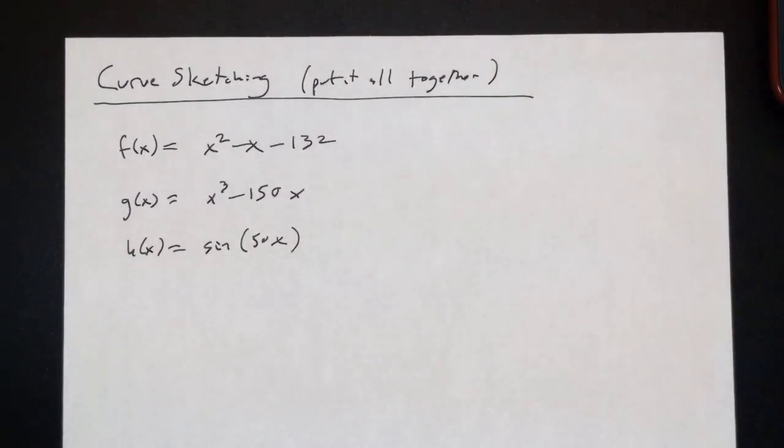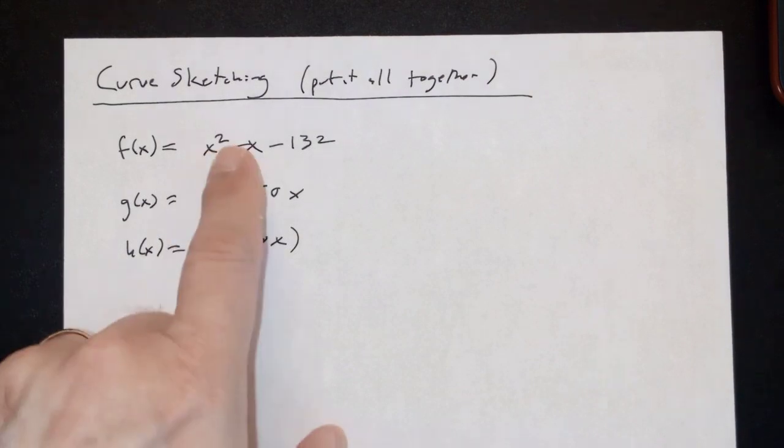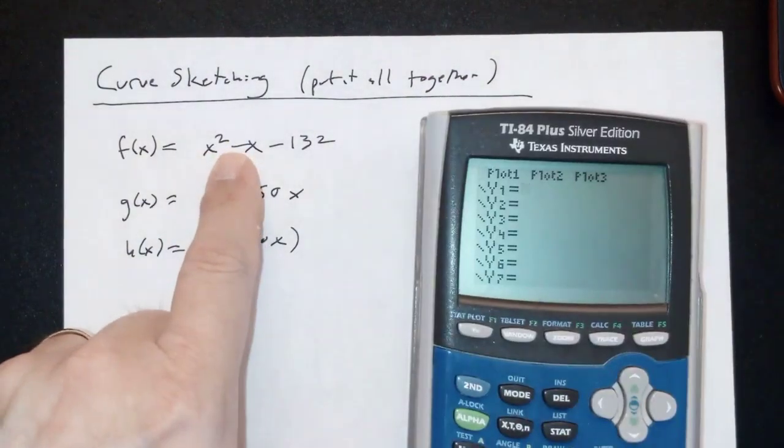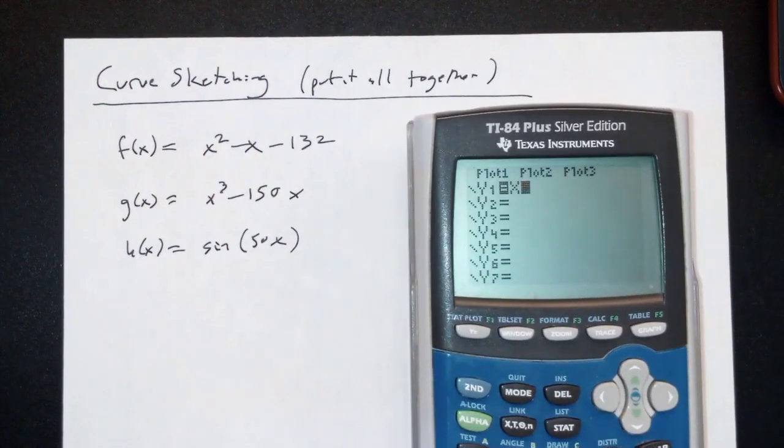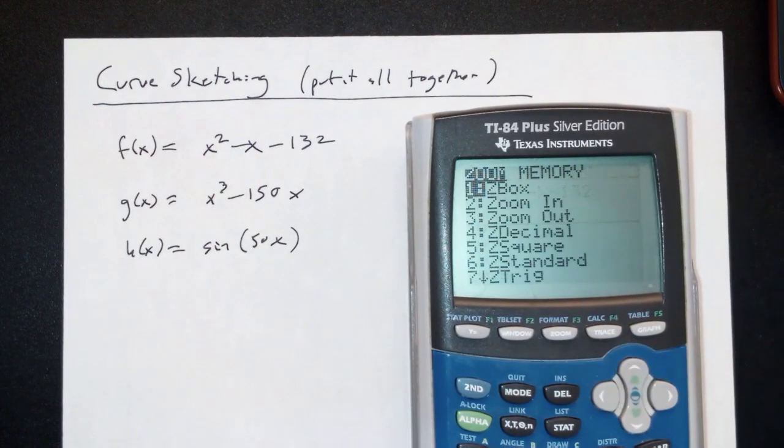I want graphs. The purpose of my examining f, f prime, and f double prime is to draw decent pictures. Even if I've got this amazing little computer in front of me that will draw things for me, I need to know that I have all the important pieces in the picture I create here. So I'm going to graph this first function, x squared minus x minus 132. And if I go to my standard window, I have a major problem.